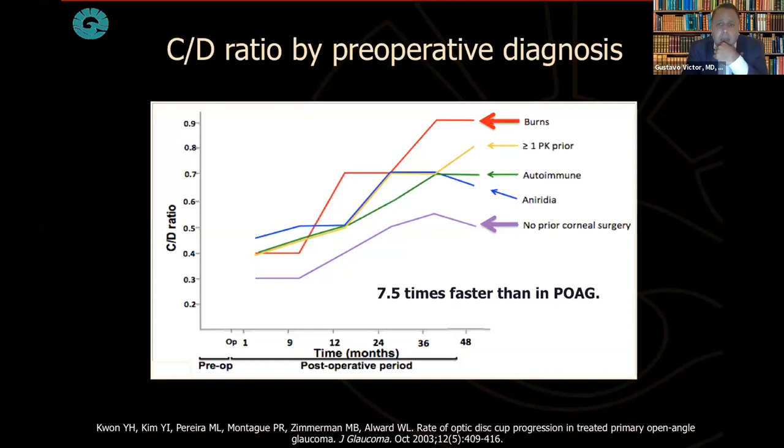You can see here the cup-to-disc ratio, so the optic nerve gets worse differently depending on the diagnostic. Before the surgery, you can see burns diagnostics progress faster after 24 months than the other diagnostics. Glaucoma usually progresses in this kind of surgery, but different diagnostics have different glaucoma progression. Compared with primary open angle glaucoma, burn patients usually progress 7.5 times faster.